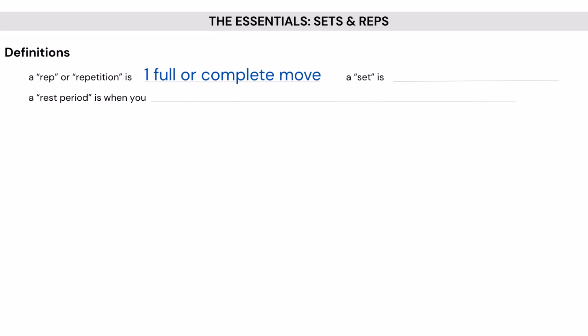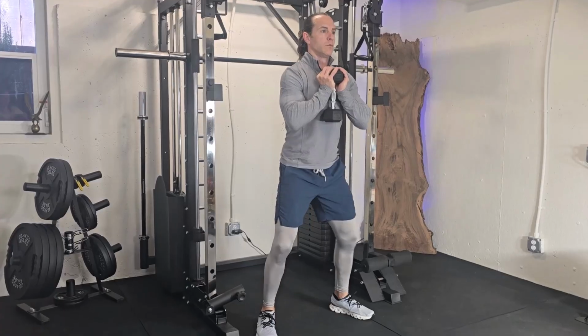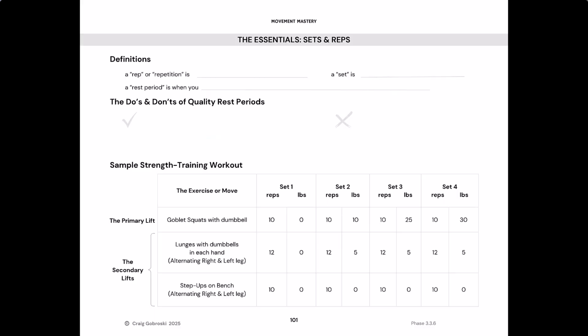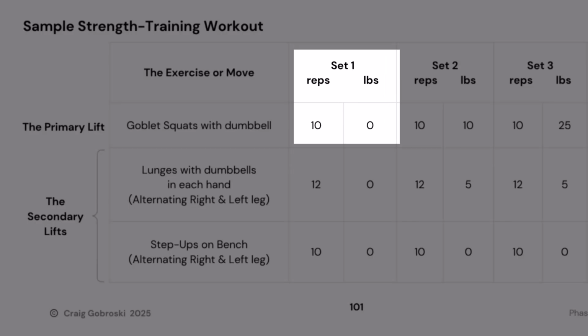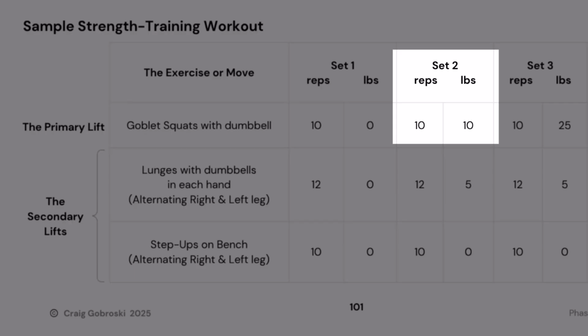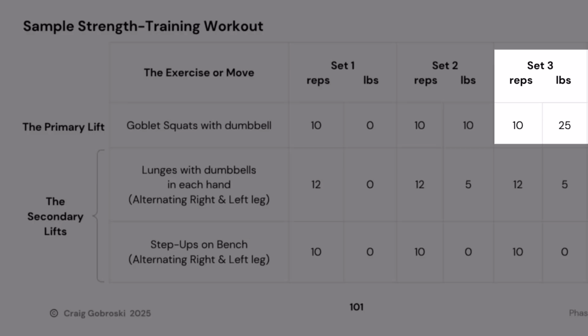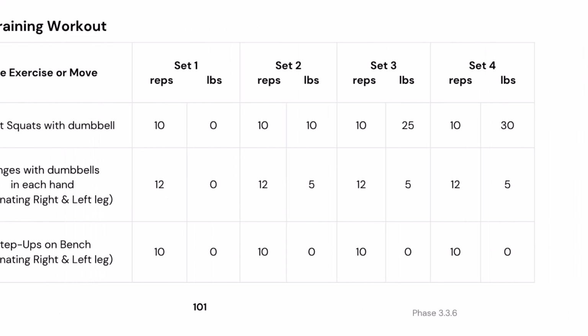Now let's talk about what a set is. A set is a group or a series of reps. So for example, if you're doing goblet squats, it's rare that you would do just one single squat all by itself. As you can see in the sample strength training workout below, set number 1 has you do a series of 10 reps. And that would be your first set. And after a short break, you would do a second set of another 10 reps. And then a third set. And if you still have energy, or depending on how many sets you're completing, a fourth set. And remember, that's just an example.